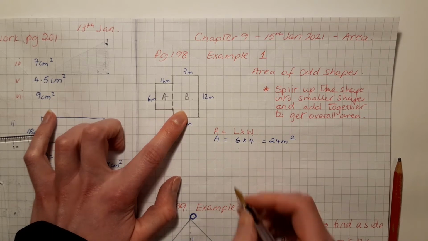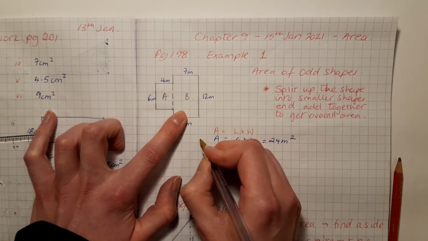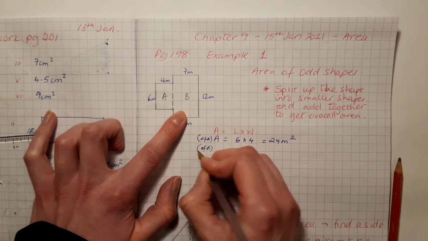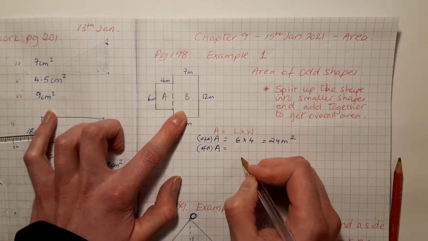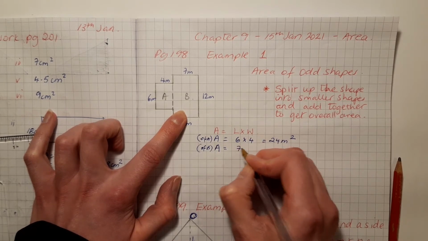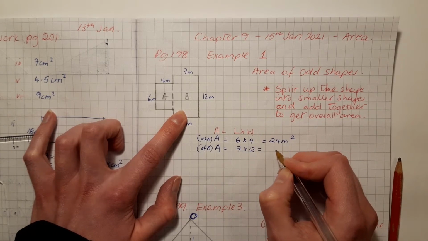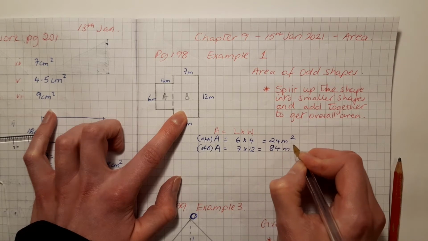For B, the area of B, that was the area of A, and B is what I'm doing now. I'm still getting the area. The formula is still A is equal to the length by the width. The length of it is 7. The width of it is 12. When you multiply 7 by 12 or 12 by 7, you're getting 84 meters squared.